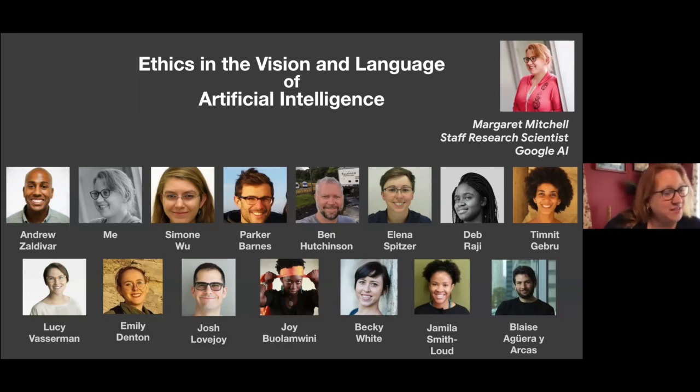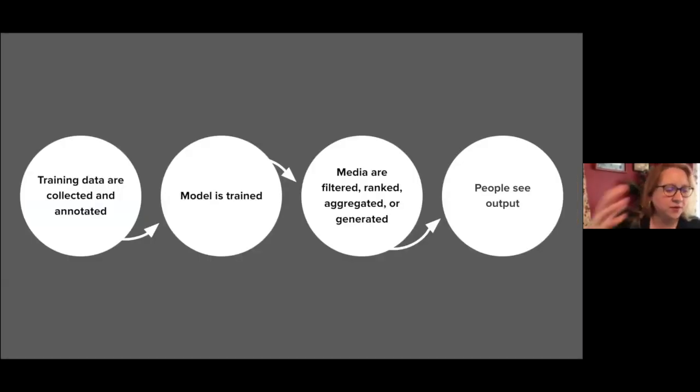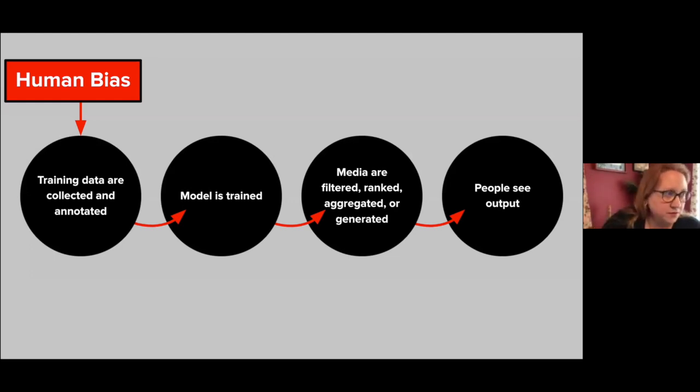I'm Margaret Mitchell, otherwise known as Timnit's co-lead at Google, and I'm going to be talking a bit about what we were up to that has gotten us into this mess today. The typical approach to developing machine learning systems uses a four-tiered model where you have training data collected and annotated, then the model is trained, media can then be filtered, there are post-processing steps, and then people see the output. But rather than this clear pipeline that can just be applied by engineers without further consideration, there's human bias coming in from the very start. So this is things like racism and sexism already inherent in the data that we're collecting. And then there's further bias in how we collect that data, where we're sampling the data from, and how we're getting things annotated. And this propagates throughout the rest of development.